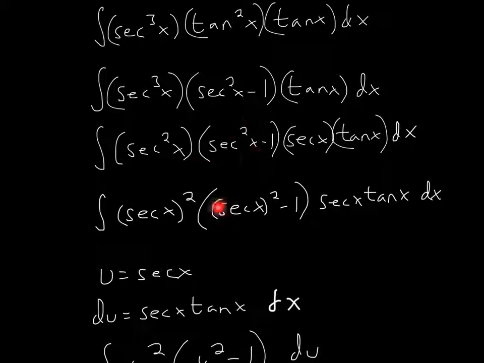So the same thing here. That's exactly what I did. Secant x squared is the same thing as secant squared x, and then I just have secant x tan x.